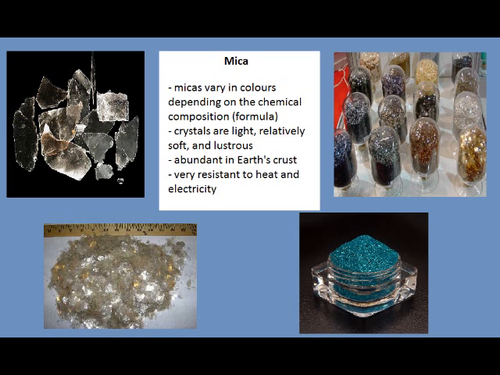Again, depending on its chemical composition, micas can vary in color. Mica's crystals are light, relatively soft, and very lustrous. In fact, mica means luster or shiny in Greek. Some of the colors can be very beautiful. Mica is abundant in Earth's crust. It is also very resistant to heat and electricity, which is why it is used in various industries.